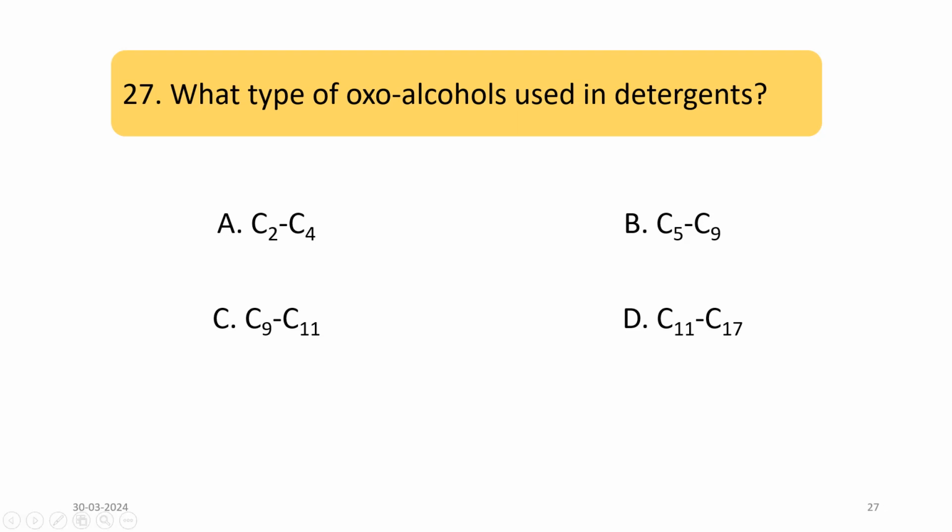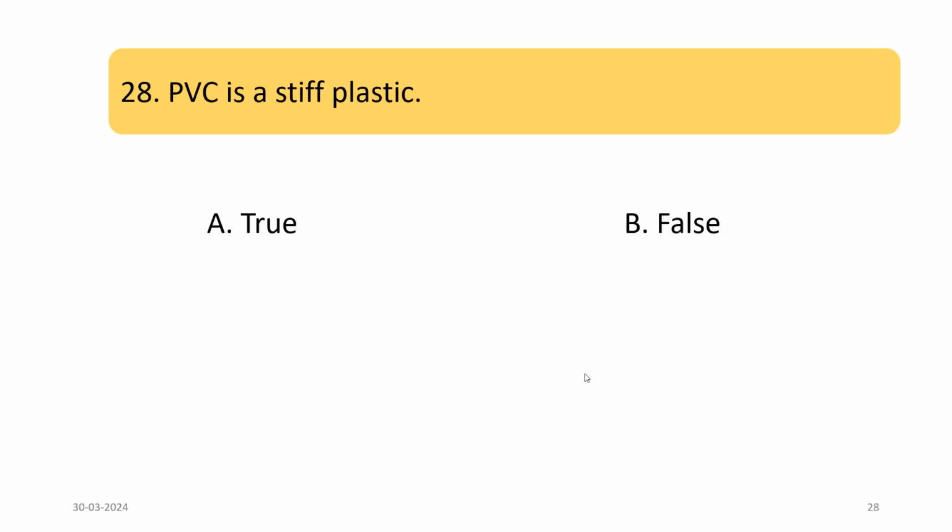The answer is C11 to C17. These chemicals, these type of oxo alcohols, are used for detergents. Next, PVC is a stiff plastic.